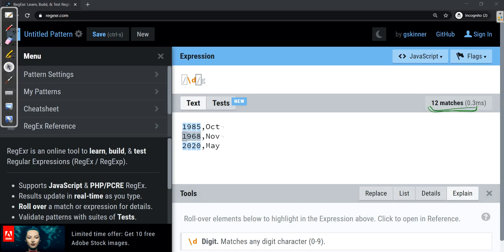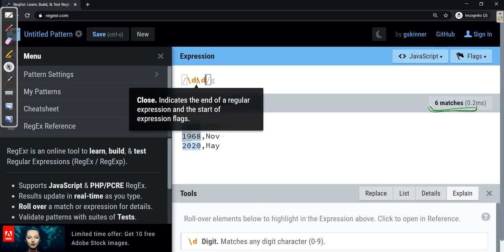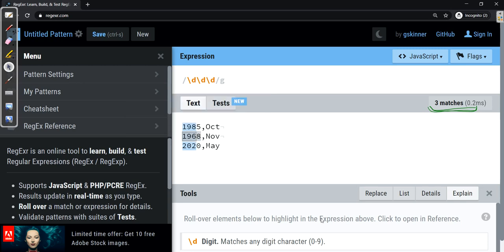To avoid this, I'll go for \d, then \d, as it is detecting 3 matches. Then I'll go for \d again. So with this we got 3 matches only, and we have detected all the numerical values out of this. But to write \d every time, it's not possible, because here the digits are the same.